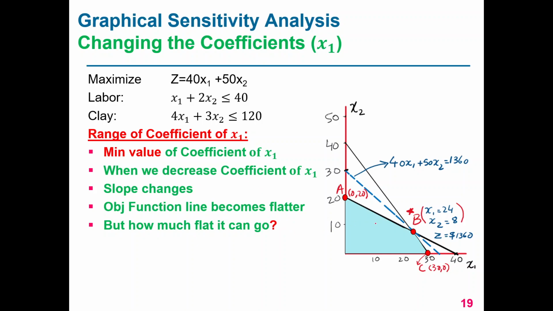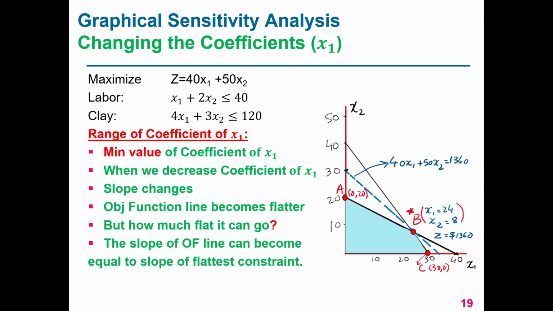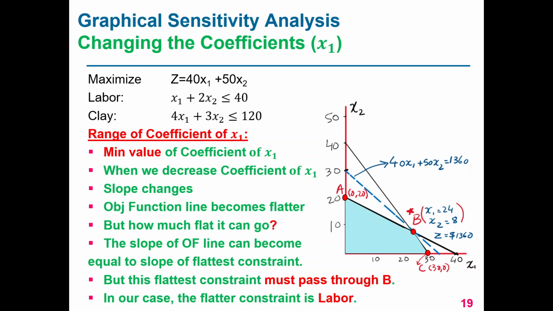And again, similar to the previous discussion, our feasible region here in this question is defined by two constraints. One is steeper, one is flatter. So the objective function can become flatter by putting its slope equal to the slope of the flattest constraint, and in our case the flattest constraint is clay. But again, this is a very important check: when we are choosing constraints, we must make sure that this constraint is passing through the optimal point, in our case the point B. So now the flatter constraint is labor.